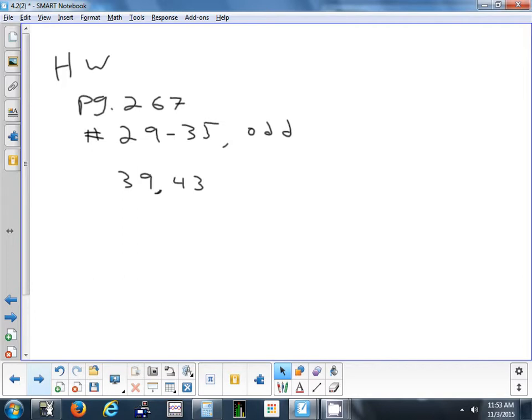So homework tonight, it's page 267, 29 to 35 odd, 39 and 43. And that's it. We'll look at that tomorrow, and tomorrow we'll also do our last section of the week, and then Thursday will be a review day.